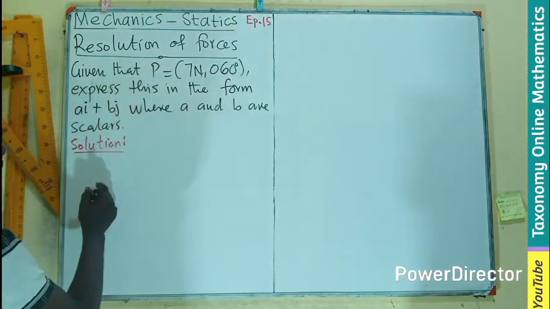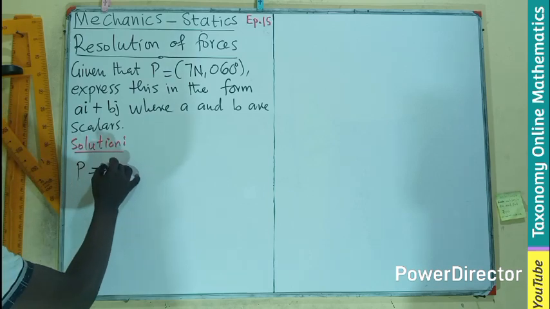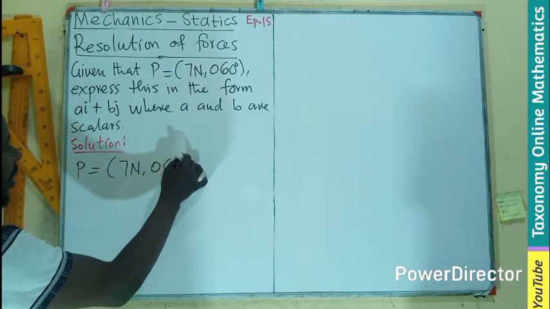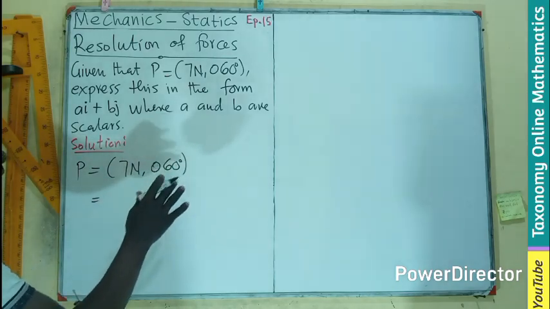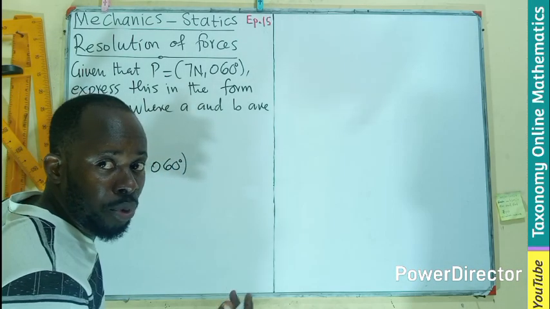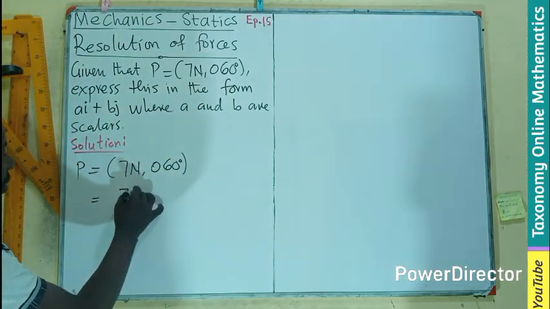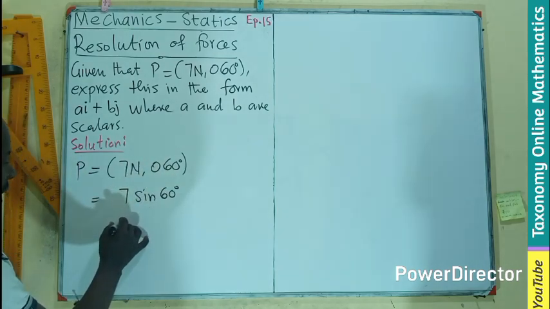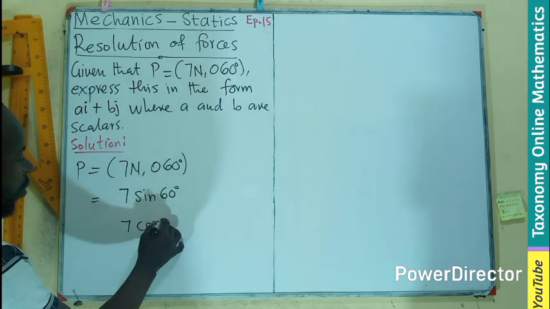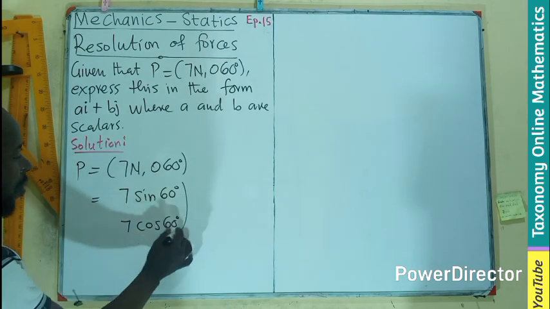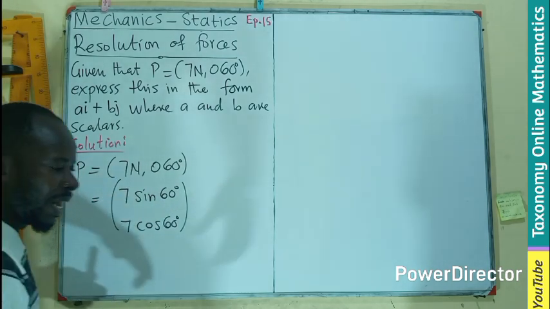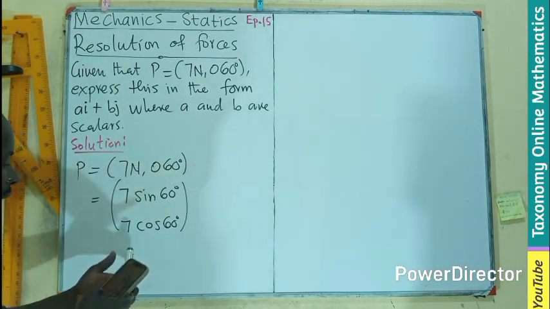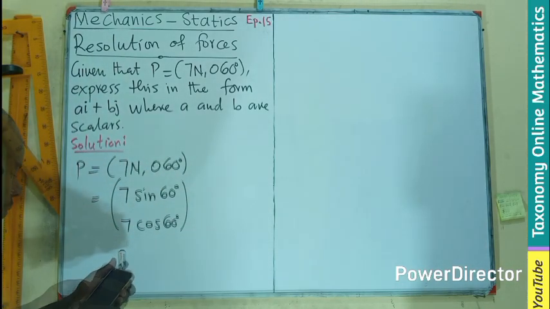So if I have P equals 7 Newton in the direction of 60 degrees, I can translate this into the vector component form, with 7 sine of the angle 60 being the x component, then 7 cos of the angle 60 being the y component. Then we work that on our calculator to see their respective values.